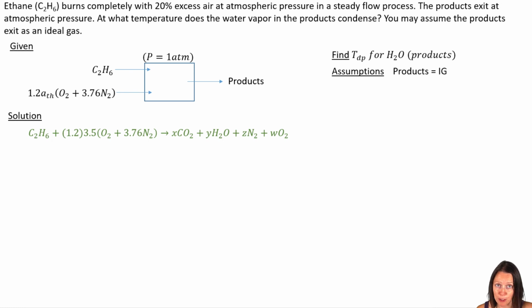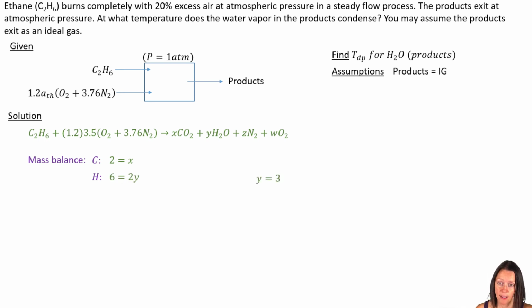So I'm not going to forget the W because I do have excess air. If I didn't have excess air, like the case just a second ago where I was solving for the theoretical air, I wouldn't have any oxygen in my products. But I do have excess air, so I have oxygen in my products. Okay, so if I do my mass balance, the carbon hasn't really changed. 2 on the left-hand side, X on the right-hand side. Hydrogen hasn't changed. 6 on the left-hand side, 2Y on the right-hand side.